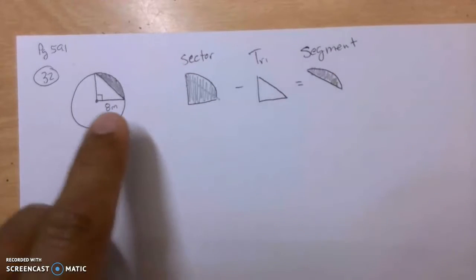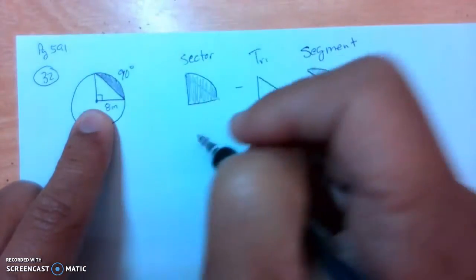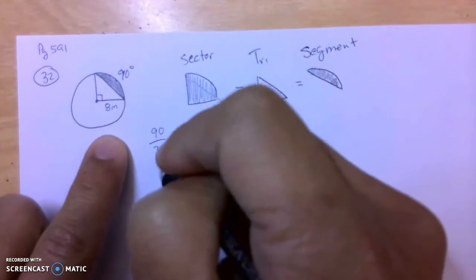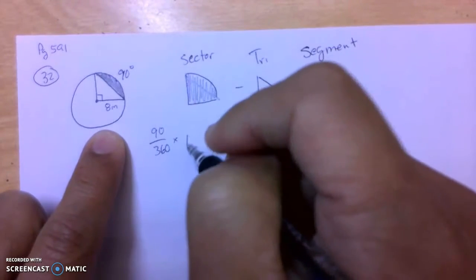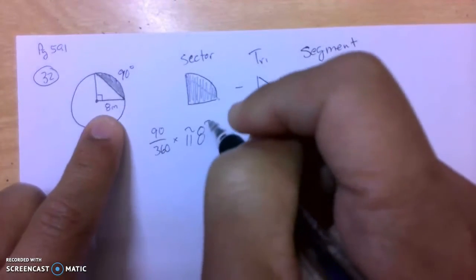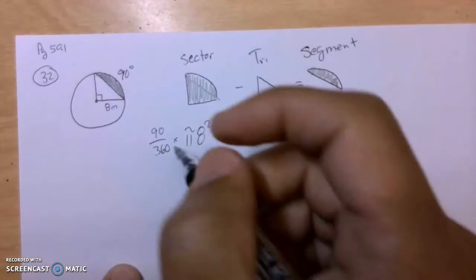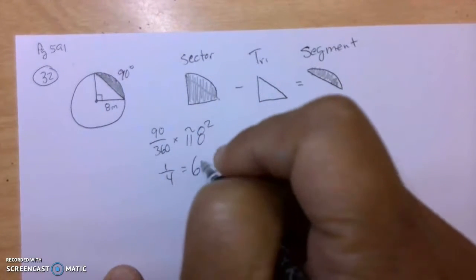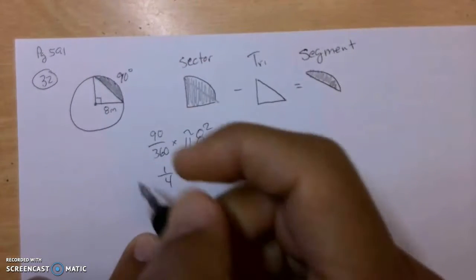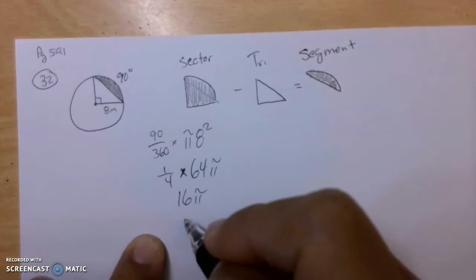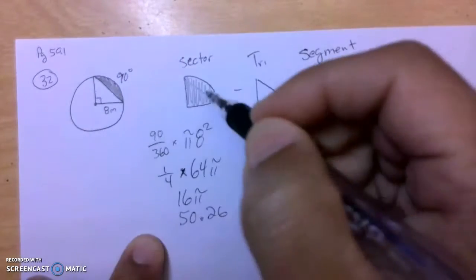So with the sector, there's 90 degrees here. We would say 90 over 360, and then multiply it by the entire circle, which is pi r squared. Pi r squared would give you the entire circle. This 90 over 360 is 1/4 of the entire circle. Multiplying that, this ends up being 16 pi, which is 50.26. That's the entire sector.